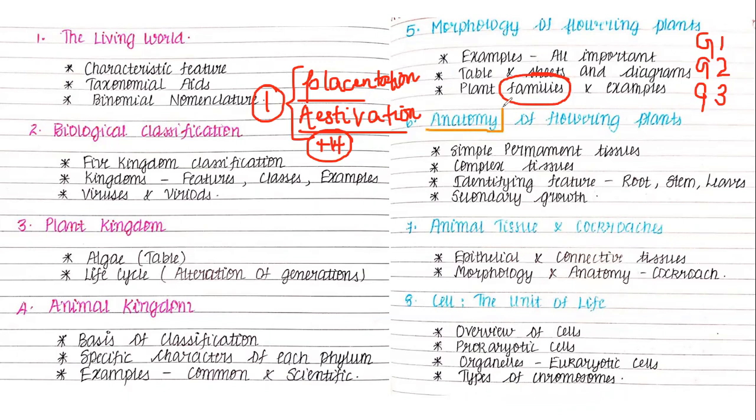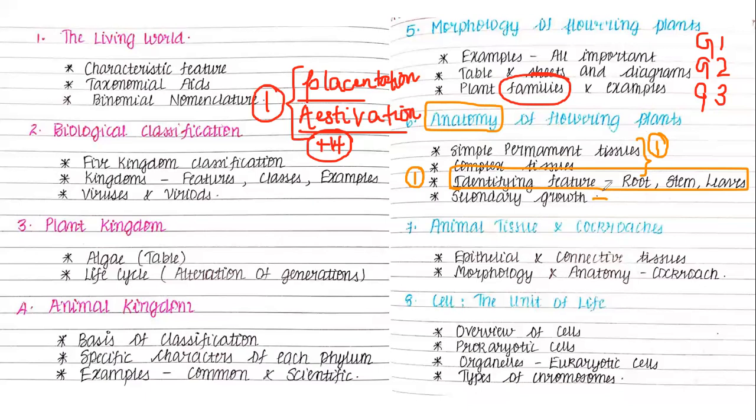Anatomy of flowering plants, which is a very tough chapter for everybody. One question would definitely come from simple permanent tissue or complex permanent tissue. One question for sure would be from identifying features of root, stem and leaf. In last year's 2020 NEET, one question was from that part. Identifying feature. One question was from simple permanent tissue and secondary growth.